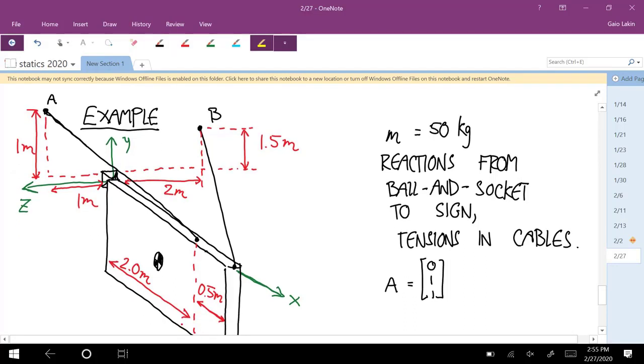The point B, x is 0 again. We have to go in the positive y direction 1.5, and then in the negative z direction 2. So B is 0, 1.5, negative 2.